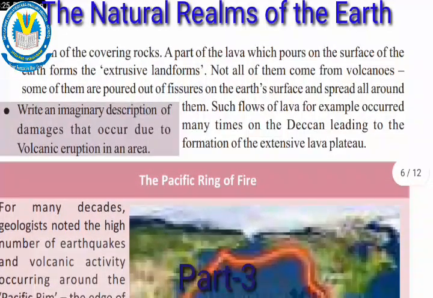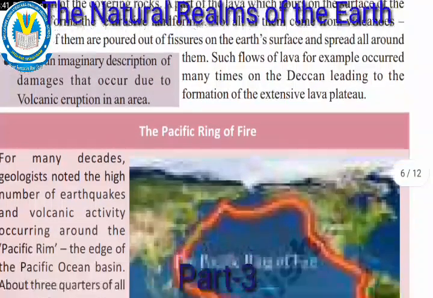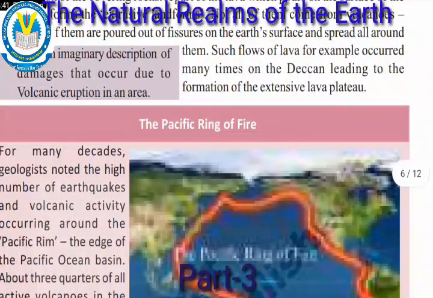So there are two types of forces that are happening in these volcano eruptions. One is intrusive landforms, the other one is extrusive landforms. After the lava comes out and cools down, then comes a new layer, that is igneous rocks. Then a new kind of landform happens to be, that is called extrusive landforms.